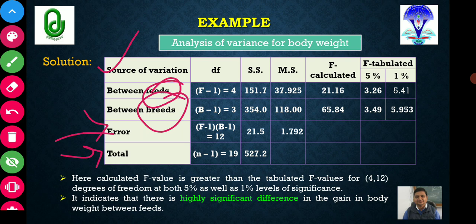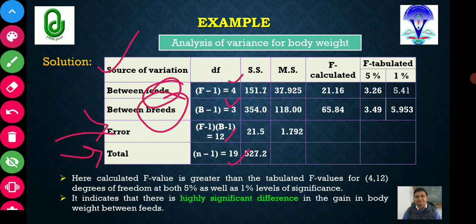So how many feeds were there? 5 feeds were there, so degree of freedom will be 4. Then breeds, total 4 breeds were there, so degree of freedom will be 3, that is 4 minus 1. And error, definitely it will be 4 into 3, that is 12. And total degree of freedom will be 20 minus 1, that is 19.